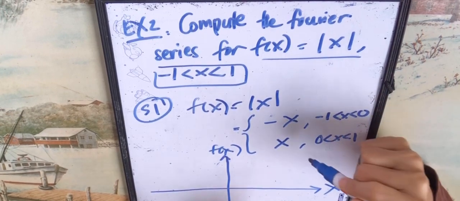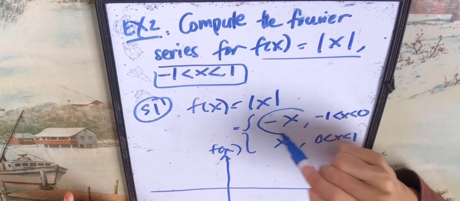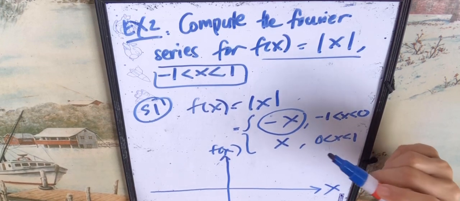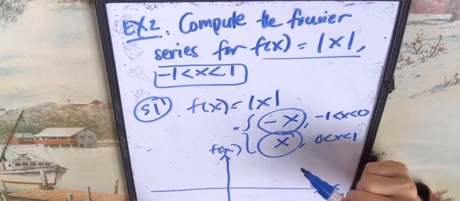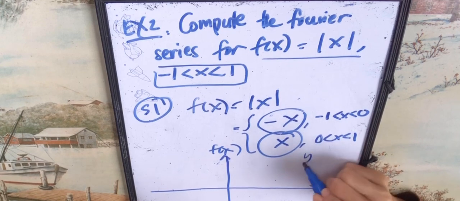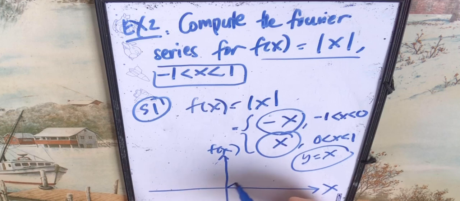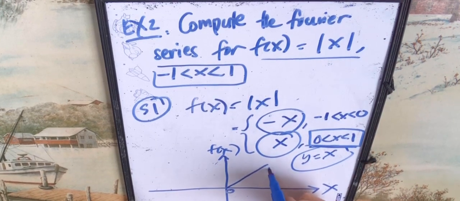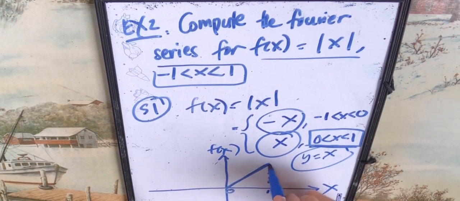The first line is negative x, the second line is positive x. Let's do the positive one first. How does the graph of y equal to x look like? Yes, it's a straight line. You follow this interval, so you start from 0 and then you stop at 1. We consider this the line for x.